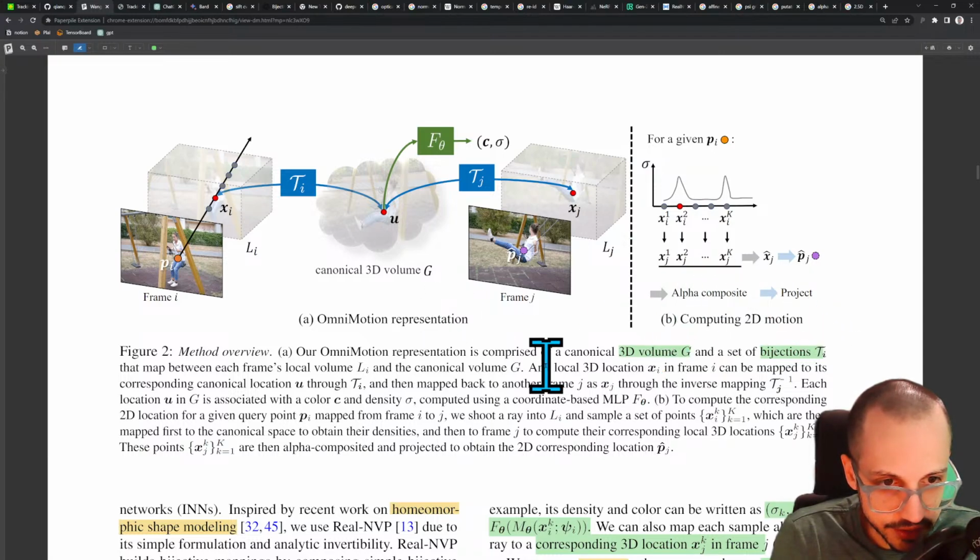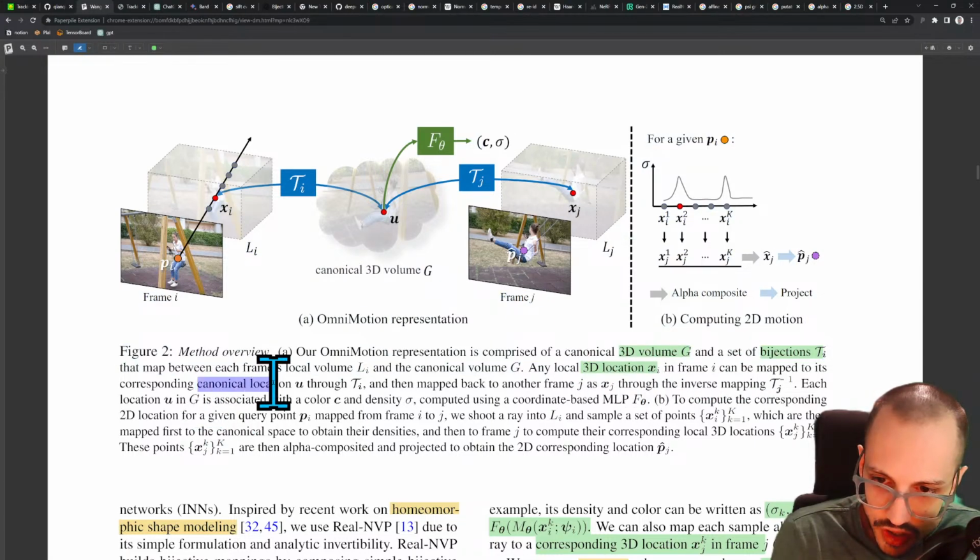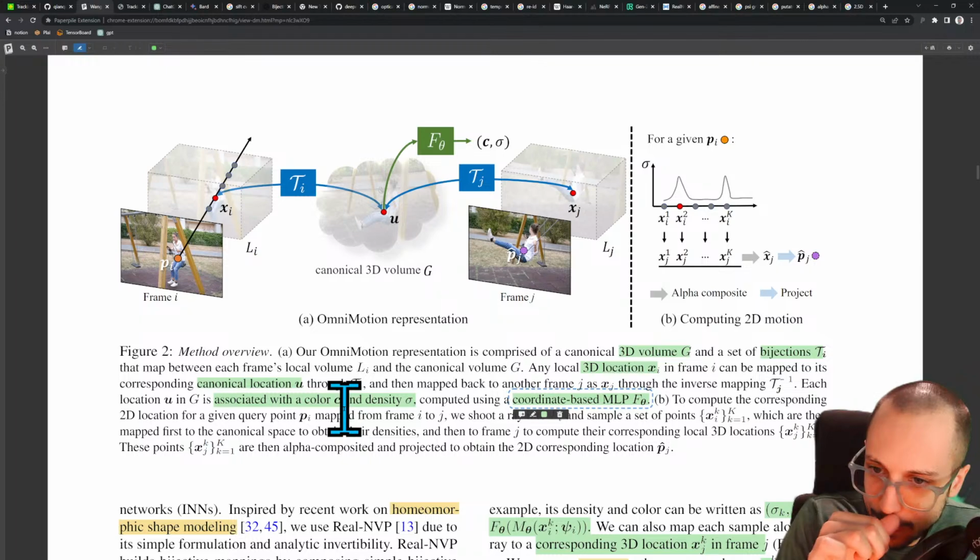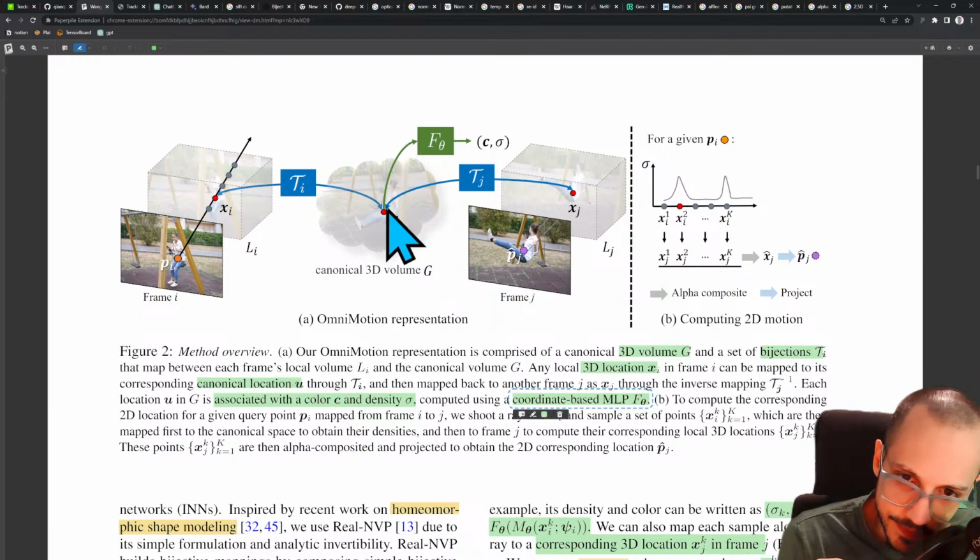Alpha compositing and projecting. Any local 3D location xi in frame i can be mapped to its corresponding canonical location u, and then mapped back to another frame through the inverse mapping. Each location is associated with a color and density, computed using a coordinate-based MLP. So this is another problem too, right? Is that the correspondences are based around this assumption of visual similarity, right?